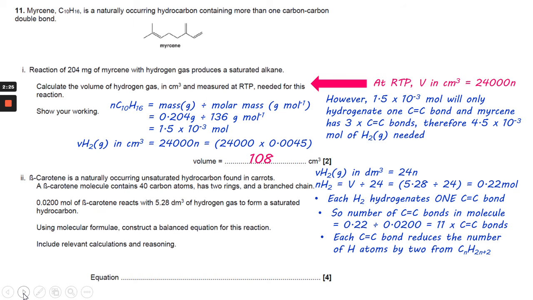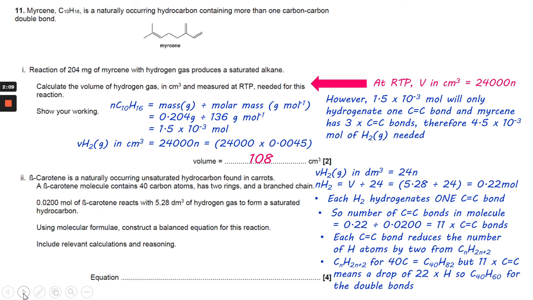Each carbon-carbon double bond will reduce the number of hydrogen atoms by 2, starting from the general formula of an alkane, CnH2n+2. So applying CnH2n+2 to the fact that beta carotene contains 40 carbon atoms, you end up with C40H82. But 11 carbon-carbon double bonds present would mean a drop of 22 hydrogen atoms. So taking into account just the double bonds, you'll have C40H60.